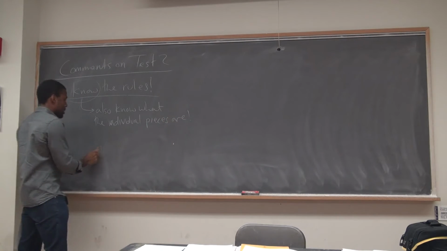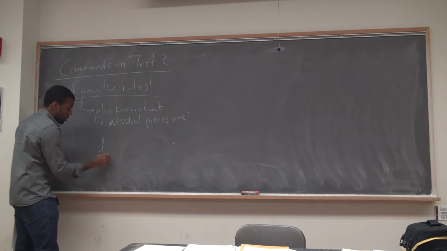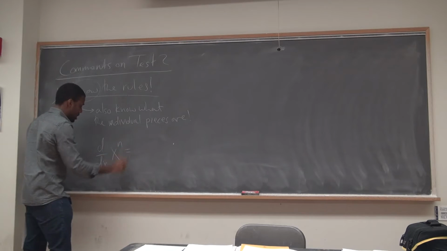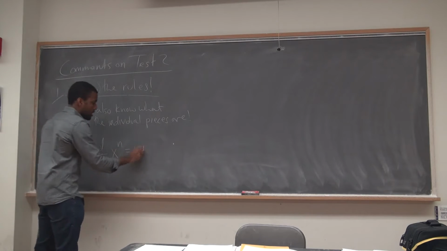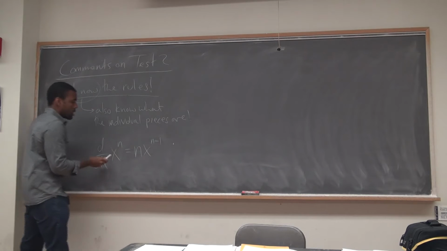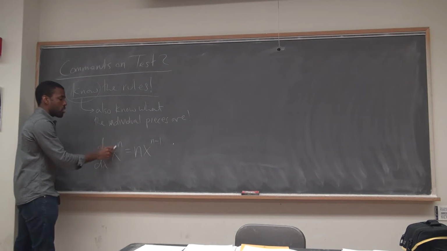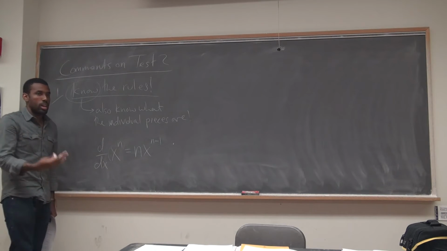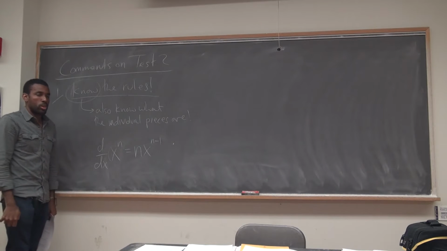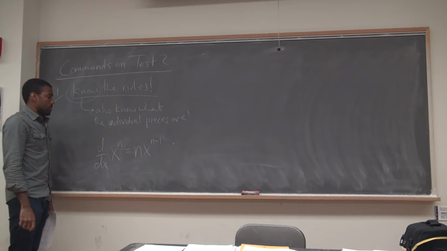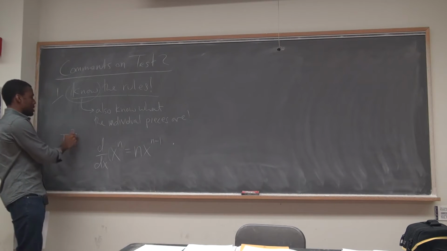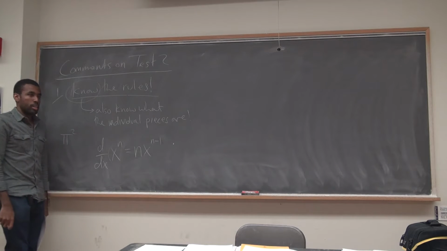Okay, so for example, in the power rule, which would have saved you guys a lot of trouble, knowing that the base is a variable and the power is a constant means I would not have made a mistake with that pi to the squared thing. I would not make the mistake of thinking the derivative of this is 2 pi.